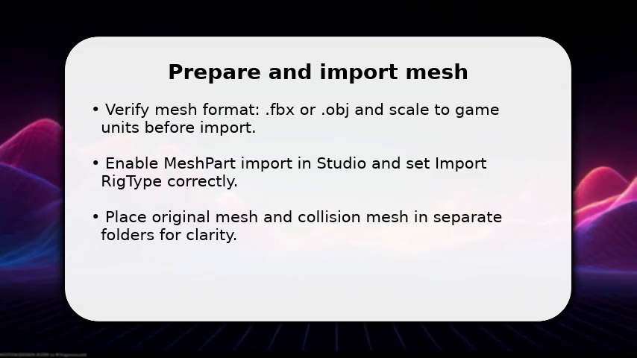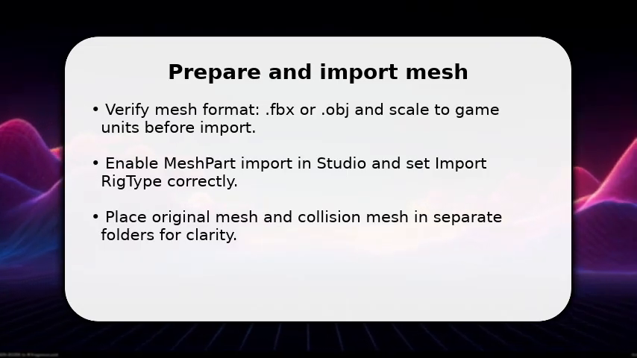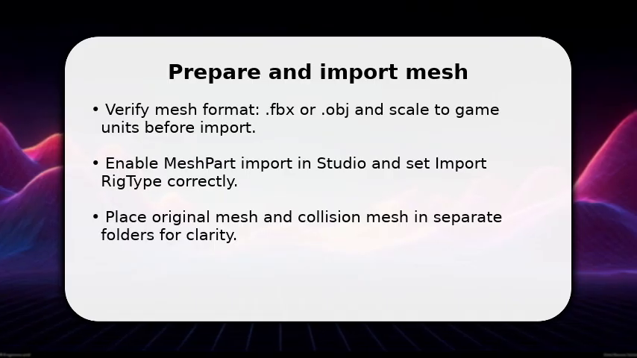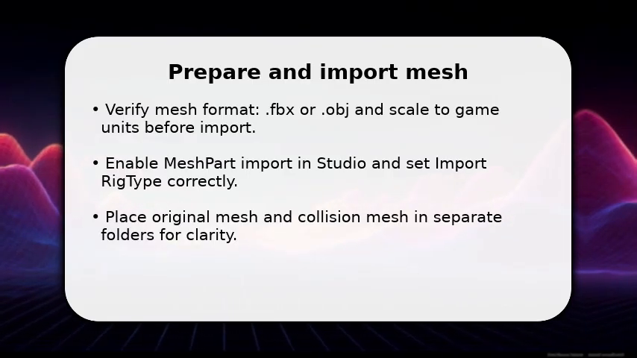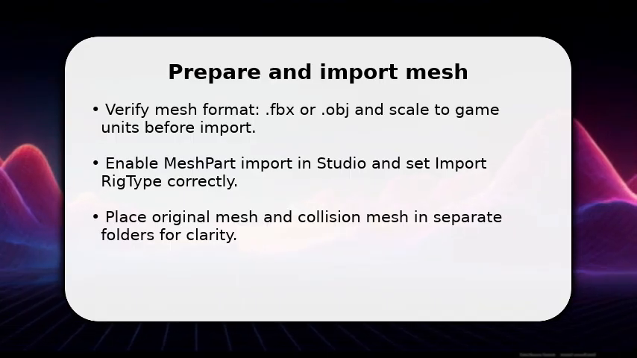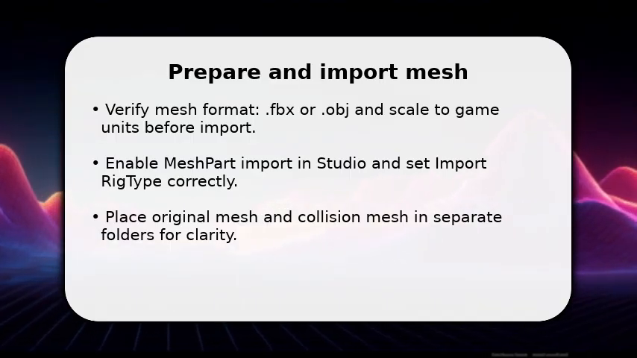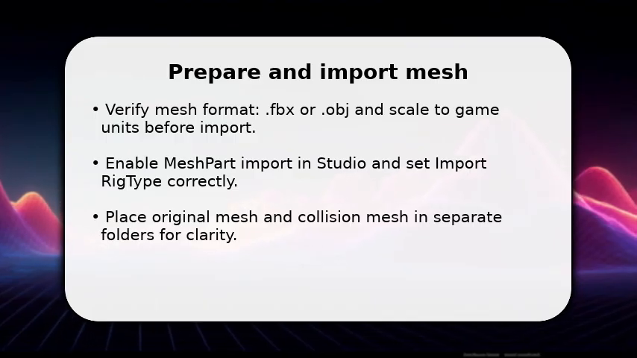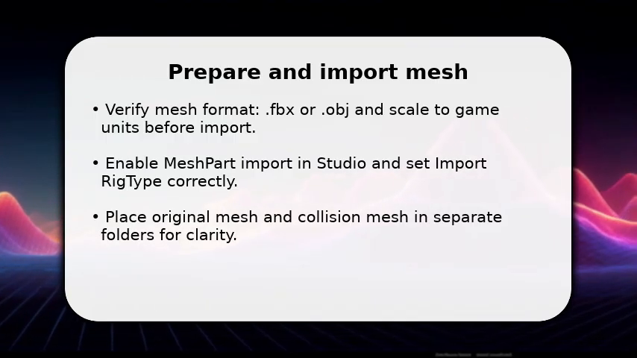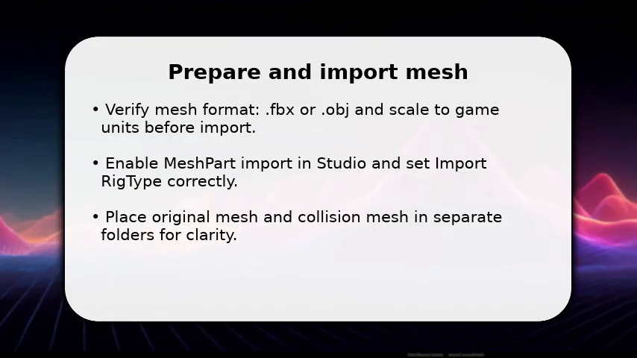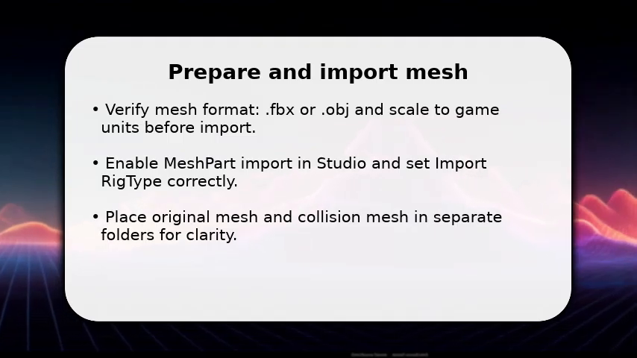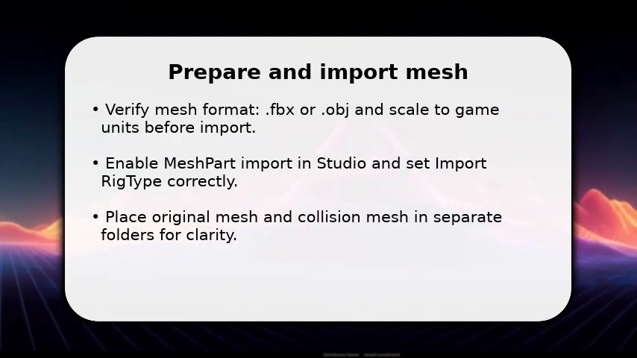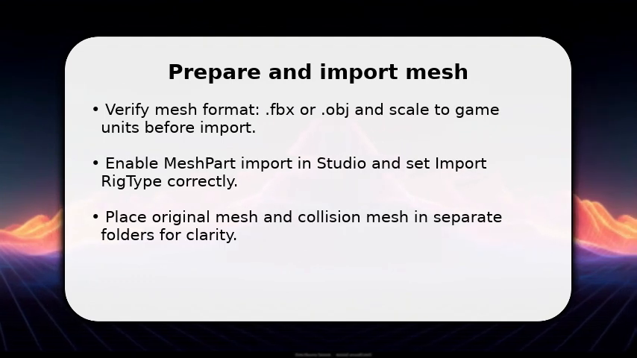Enjoy the video. You'll start by confirming your mesh file is FBX or OBJ and scaled to Roblox units. This prevents size and orientation surprises. Next, import into Studio using MeshPart and pick the correct rig type for jointed models. Once imported, immediately duplicate the asset and place one copy in an originals folder and another in a working folder so you can revert changes without losing the source. This organized start saves time and protects your mesh while you fix issues.